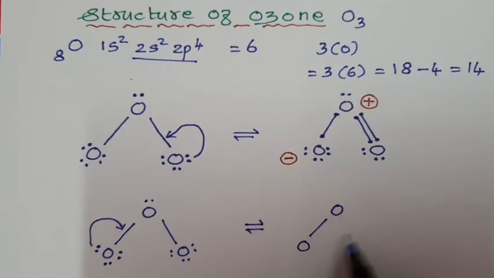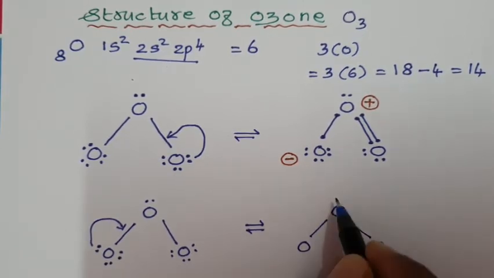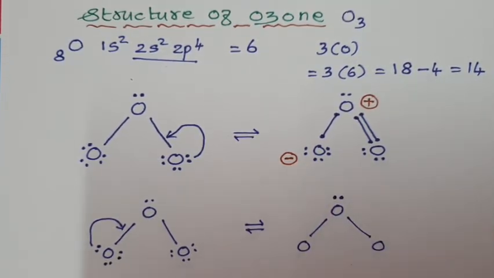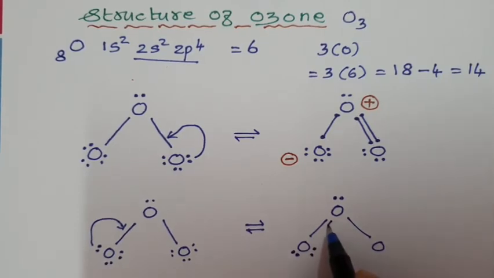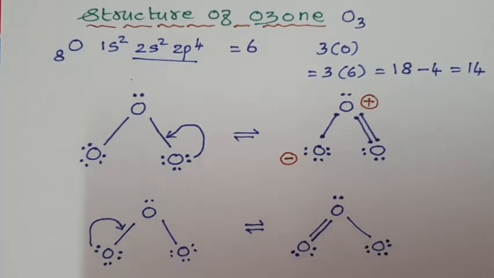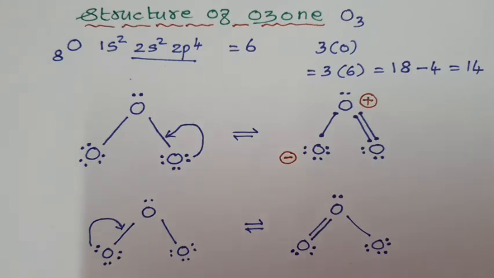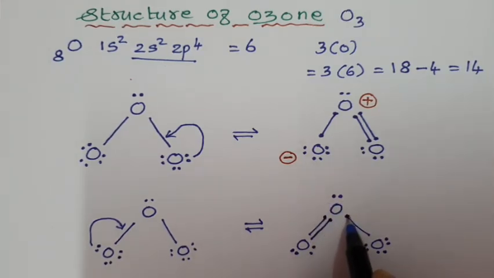Here you have one oxygen, there you have one oxygen, and one pair of electrons on the center oxygen. After conversion of a lone pair into a bond pair, this oxygen has only two lone pairs. Here a double bond is formed between these two oxygens. No change in the lone pairs of electrons. So count the number of electrons around this oxygen: 1, 2, 3, 4, 5.